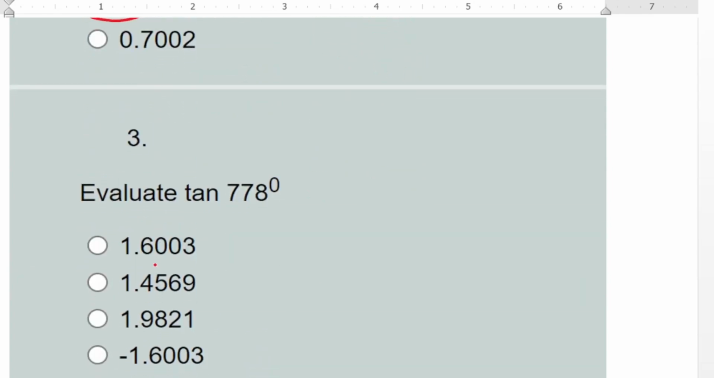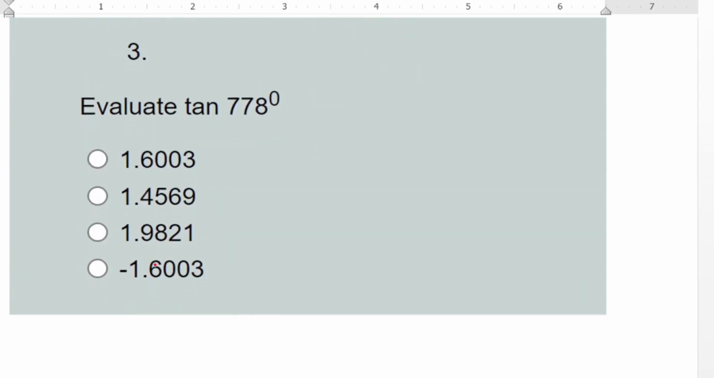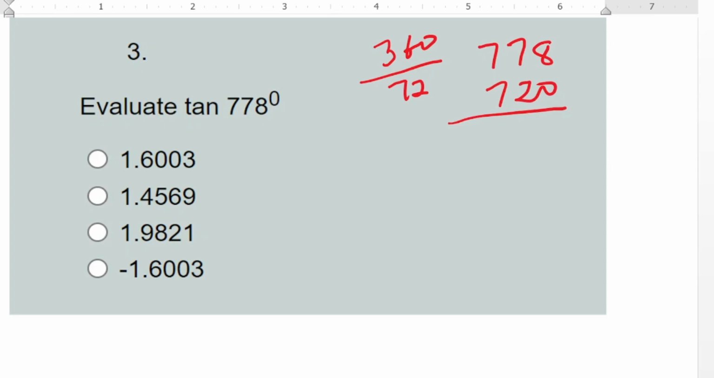Then the third one, you have to evaluate this as well. The same thing will be done. So you multiply 360 by 2, and we're going to get 720. So that means 778 minus 720. The reason why I multiplied it by 2 is the multiples of 360: 360 times 1 is 360, 360 times 2 is 720. We'll subtract it from here. This is 8 and this is 5, and that gives us 58.